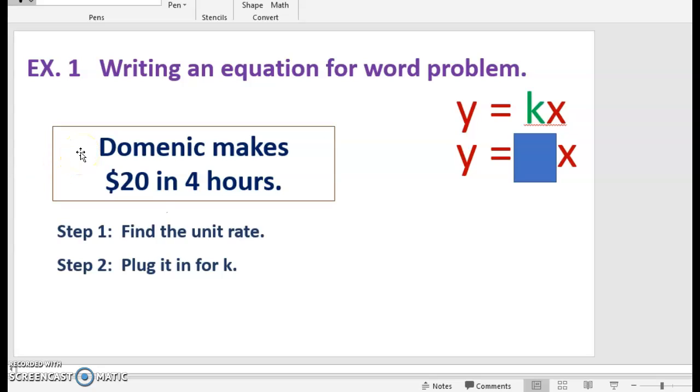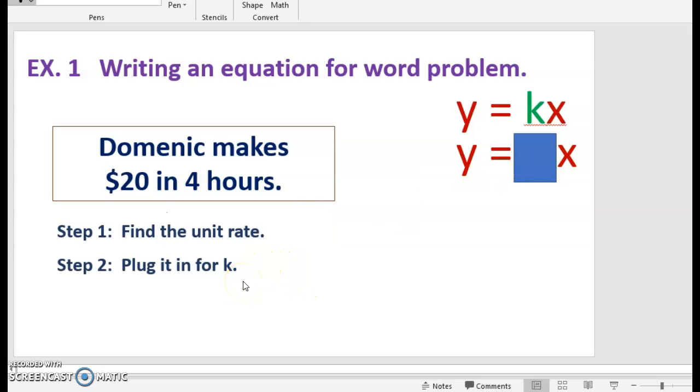Writing an equation for a word problem. We want to write an equation for this rate. Dominic makes $20 in 4 hours. The first thing you need to do is find the unit rate. And then the second thing is where you just plug it right into our formula here.